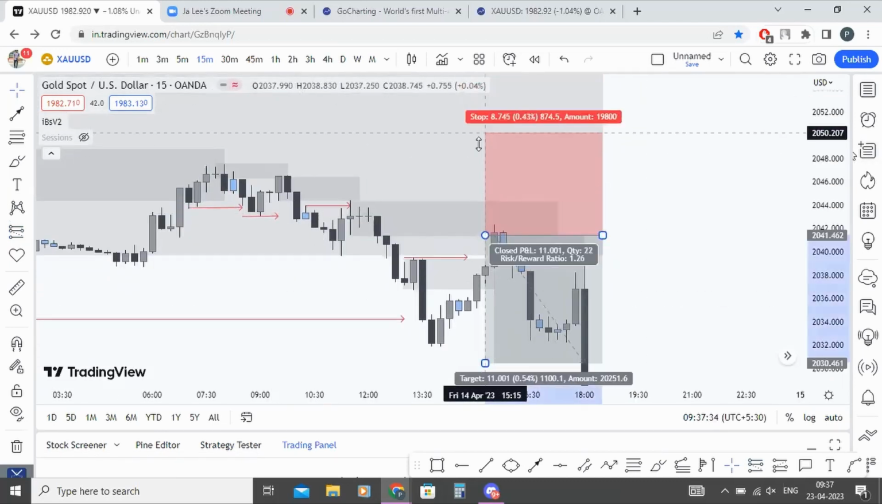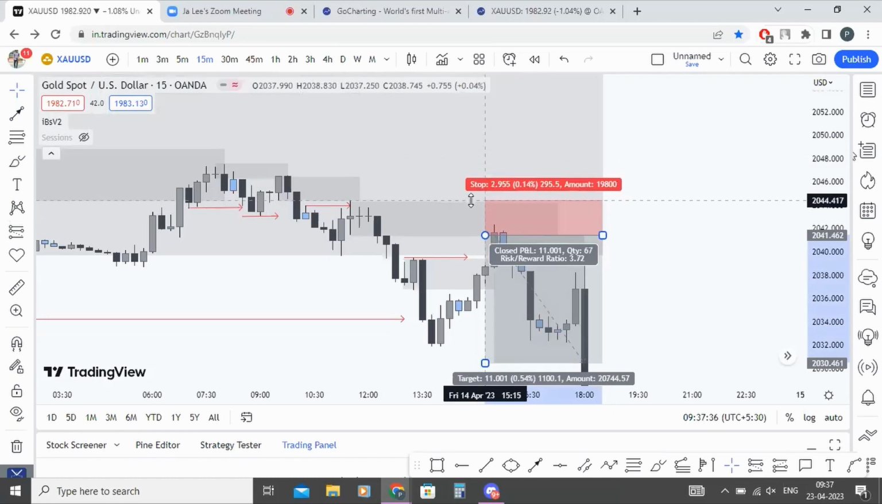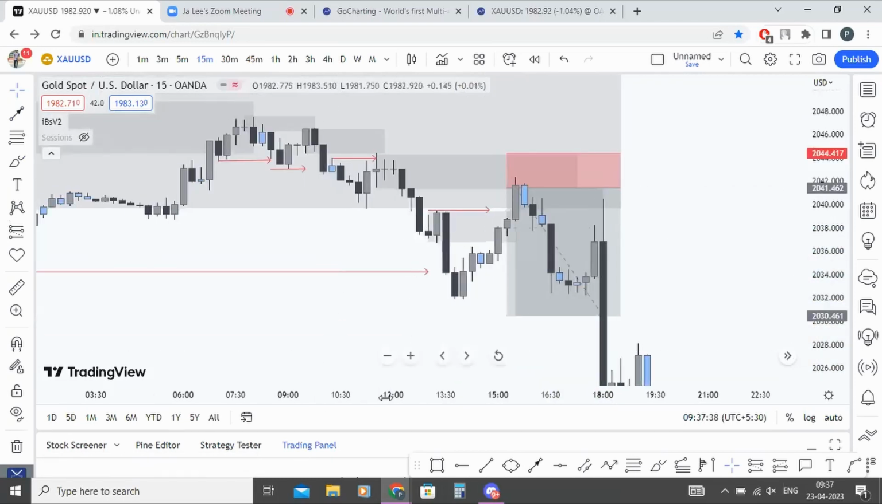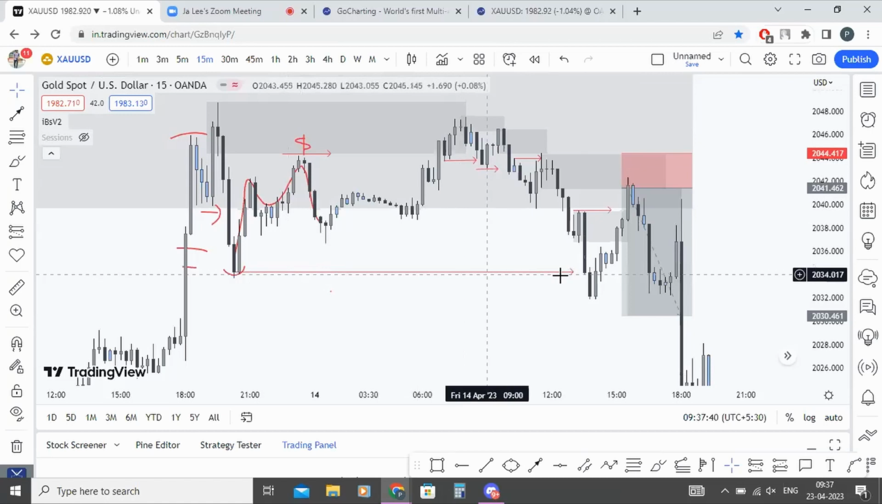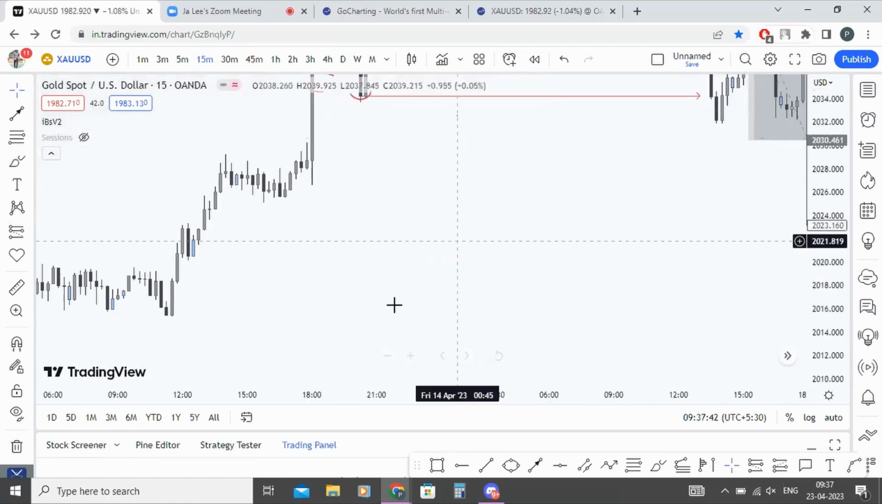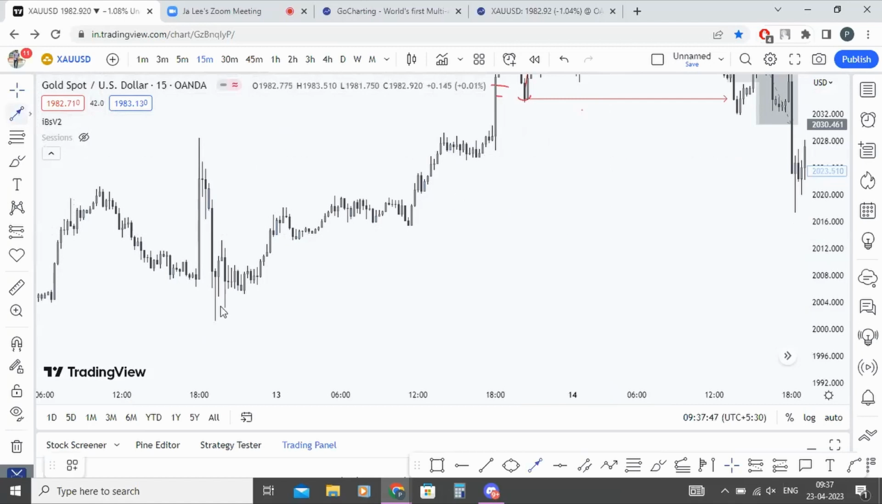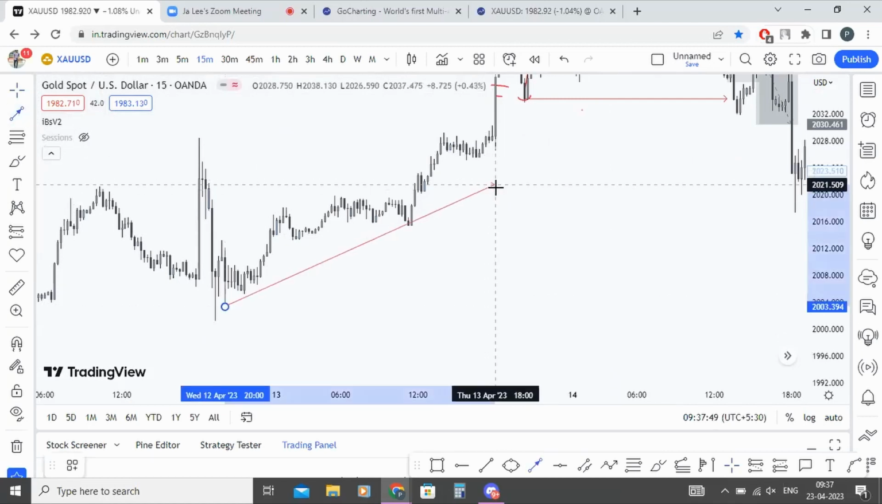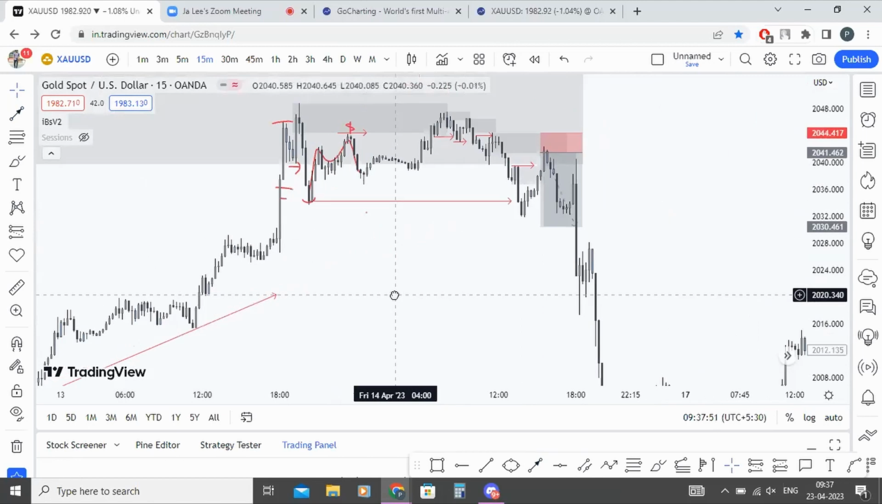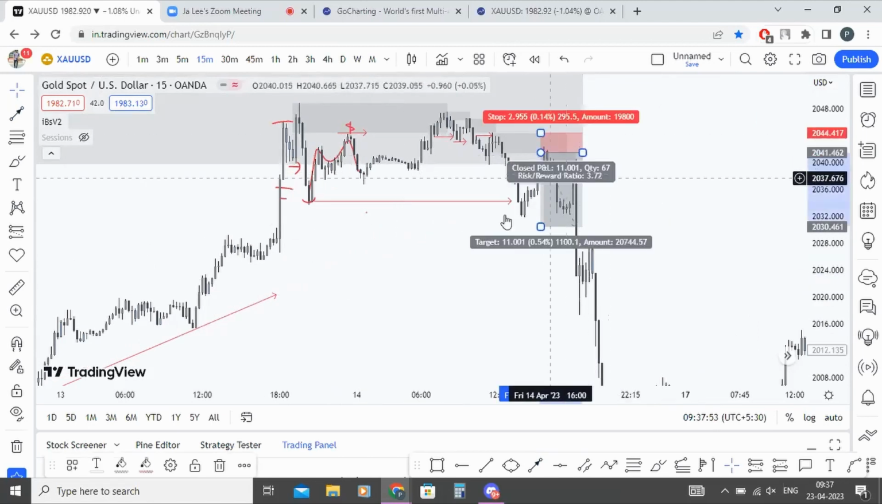Okay, just on the 15-minute. Yeah, according to the 15 minute. Yeah, because I was confident about this. This demand has failed, and below we have liquidity, a lot of liquidity right here. So I took this here.